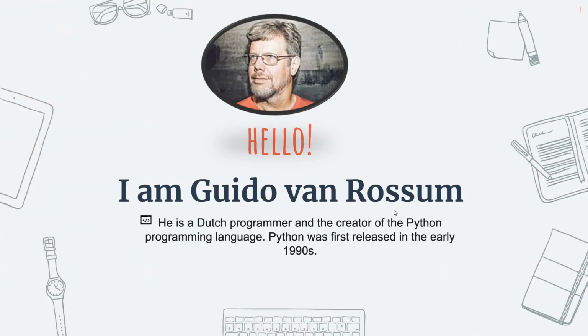Okay, now let's meet this person. It says, hello, I am Guido van Rossum. So who is this person? He is the person behind the Python language. He is a Dutch programmer and the creator of the Python programming language. So he actually developed this language.